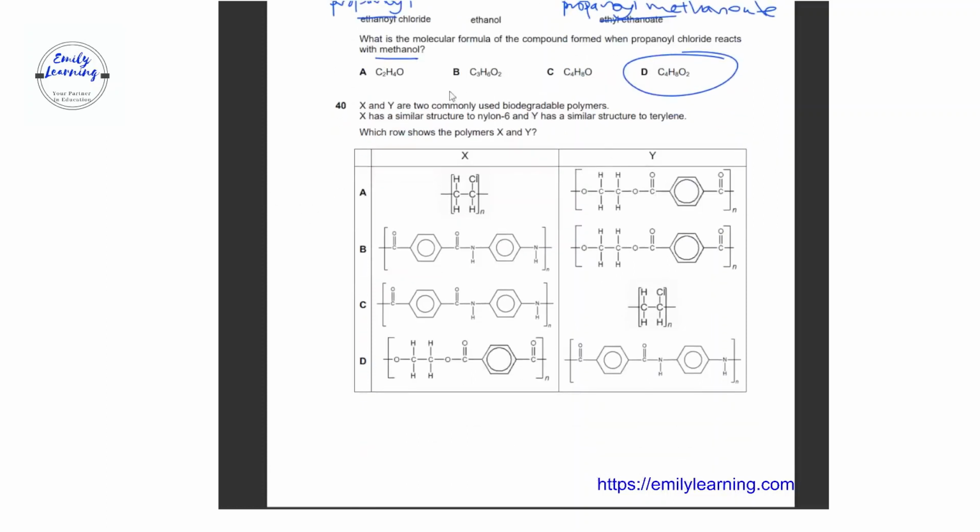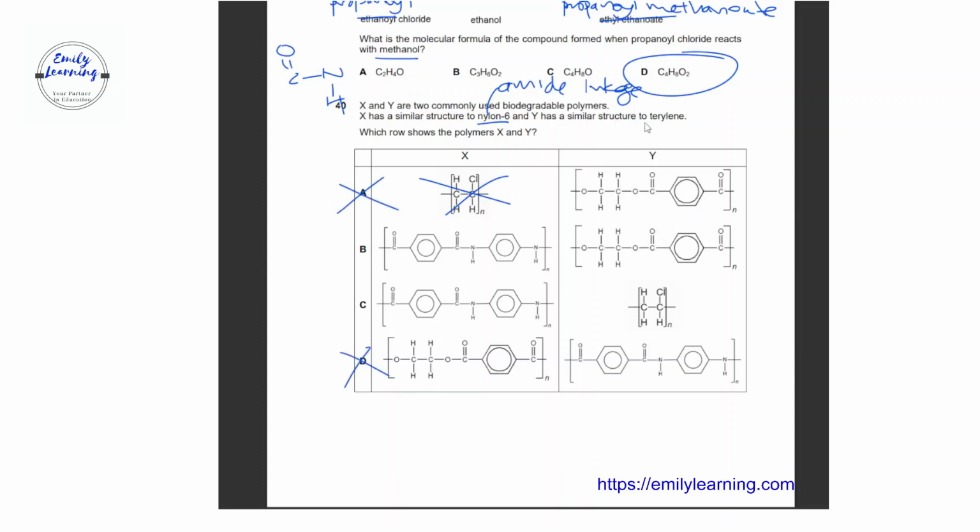Coming to this question, X and Y are two commonly used biodegradable polymers. X has a similar structure to nylon 6. So in other words, we know that nylon 6 has an amide linkage, and an amide linkage is CONH. Okay, so this is out. This is additional polymer. Both of these are amide linkage. This one is ester linkage, so D is also out. So we are only left with B and C.